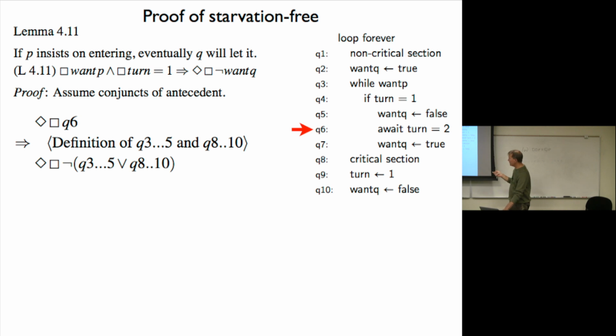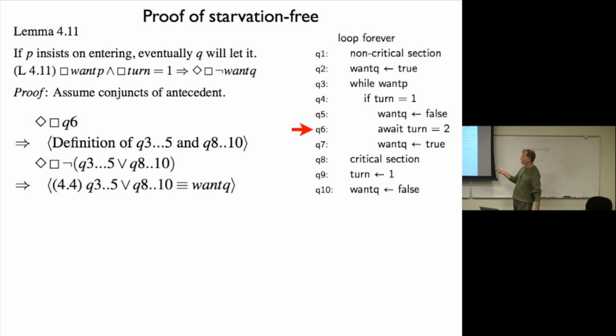So do you agree then that Q6 is not Q3 or Q4 or Q5, or Q8 or Q9 or Q10? Are you with me? So do you agree then that if we have eventually always Q6, we have eventually always not Q3.5 or Q8.10? Are you with me on that? Because we're at Q6. So we're not at Q3.5 or Q8.10. So we are eventually always not this. Yeah? Okay.